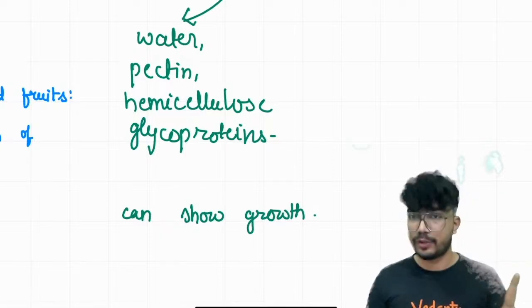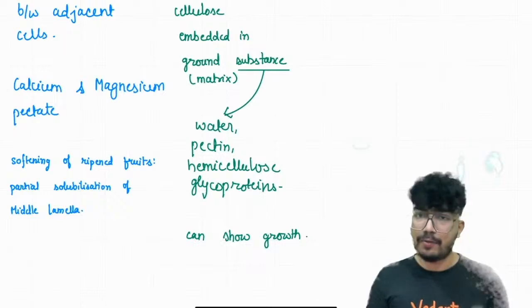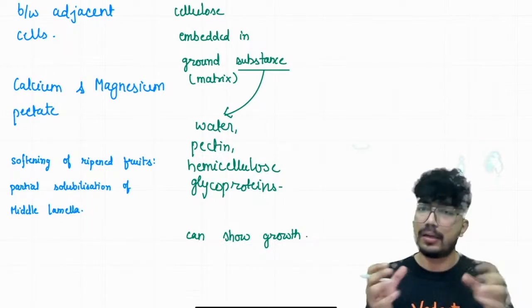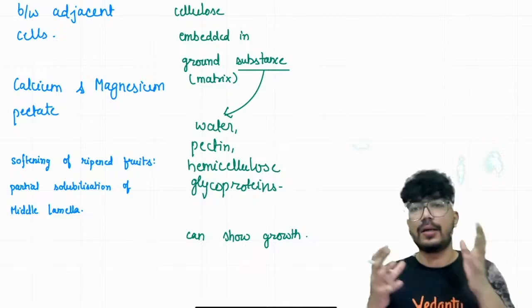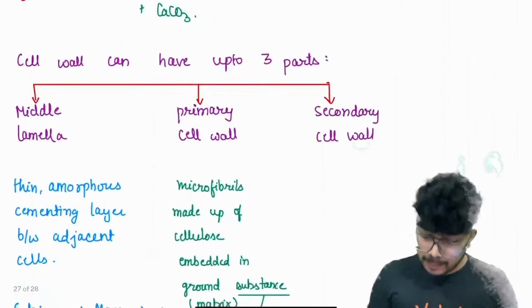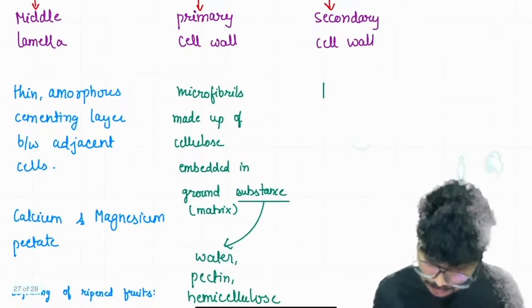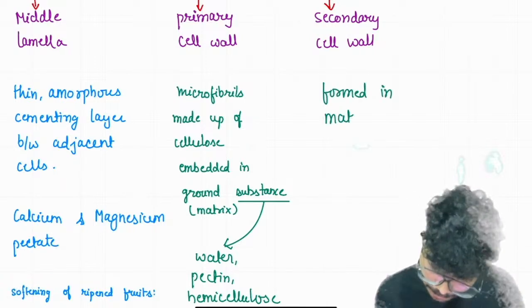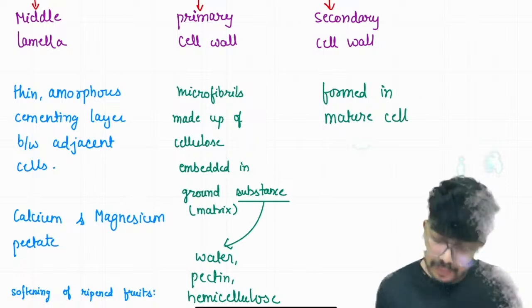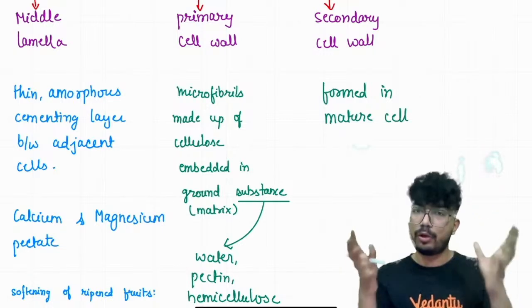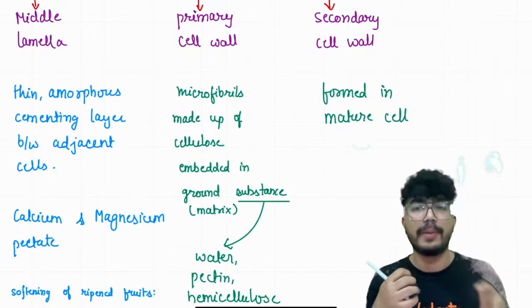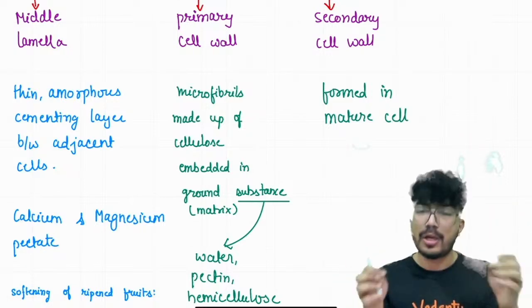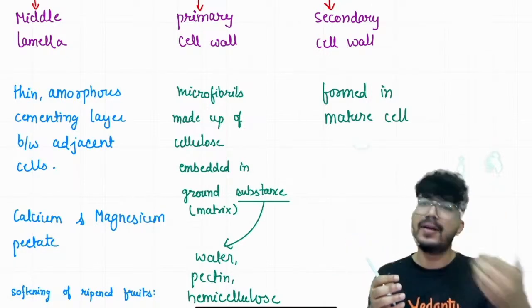Secondary cell wall can never show growth. The secondary cell wall is always laid down once the cell has attained its maximum size, when it doesn't require to grow, but it needs to get differentiated. So secondary cell wall is formed in mature cells. As the cell tends to become more mature, the primary cell wall diminishes, and eventually the secondary wall will take its place.